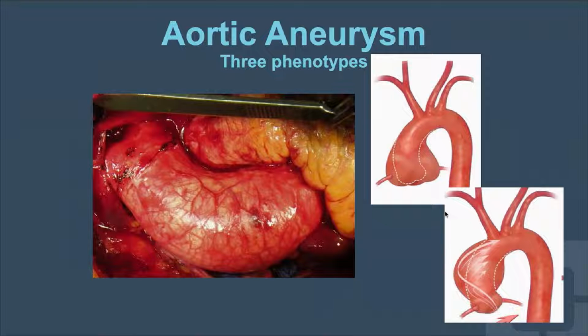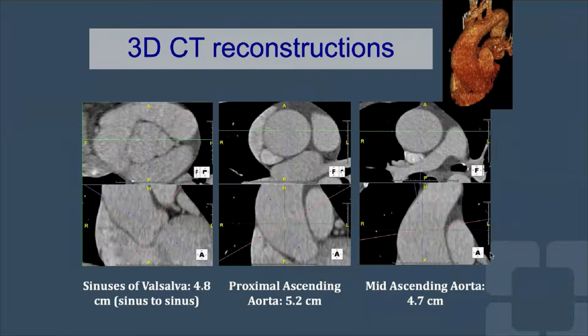Bicuspid valve patients also have associated aneurysms, and using machine learning, we identified 3 patterns of aneurysm. The first pattern is an aneurysm of the aortic root. The second pattern is mid-ascending, and the third pattern is in the aortic arch. Those patients who have aortic aneurysm should have their aneurysm repaired at the same time.